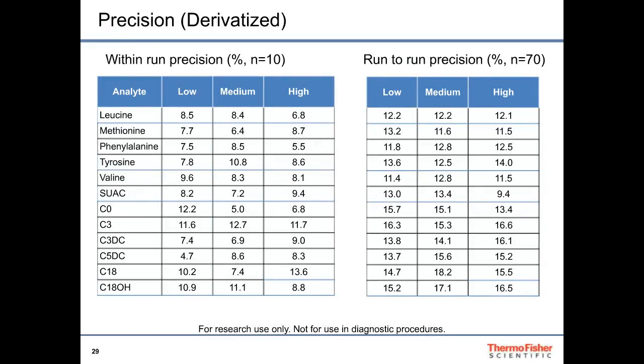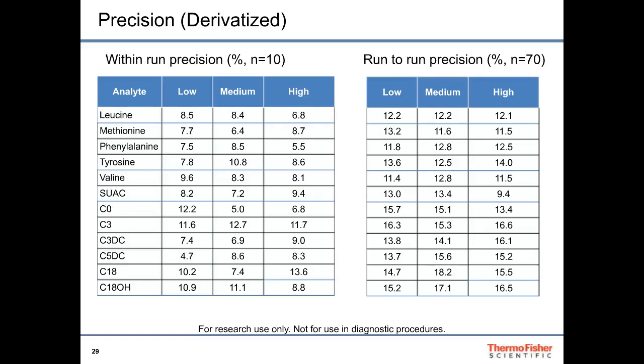For the quality control specimens, low, medium, and high, and these specimens actually come from the Centers for Disease Control, here we see for a derivatized sample set, within-run precision was excellent, and run-to-run precision was very good. The concentration ranges in micromoles per liter of these amino acids ranged from 65 to 290 for the low QC, 150 to 400 for the medium QC, 250 to 640 for the high QC.